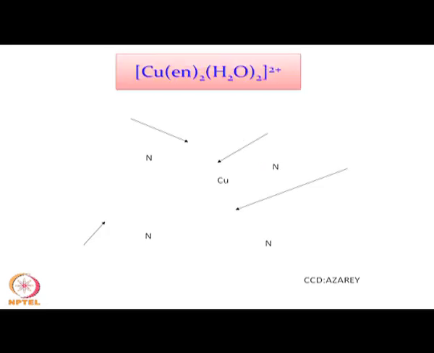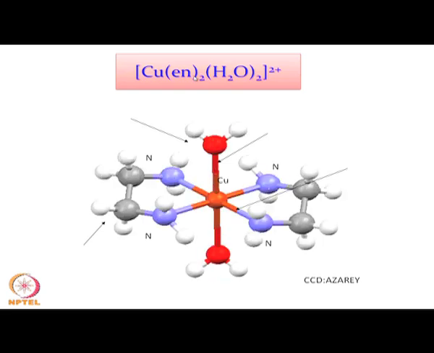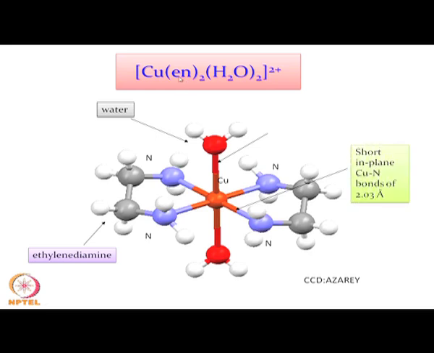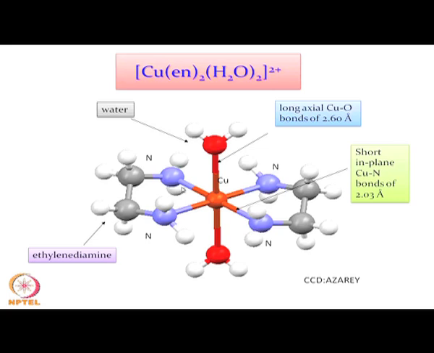So, what happens if we go for the bidentate ligand? When we have the bidentate ligand like this, that means if we have the corresponding bis ethylene diamine copper diaqua molecule, where the two corresponding water molecules are in the elongated direction. So, long axial copper oxygen bonds, what we have seen in the case of the hexa-aqua molecule also.